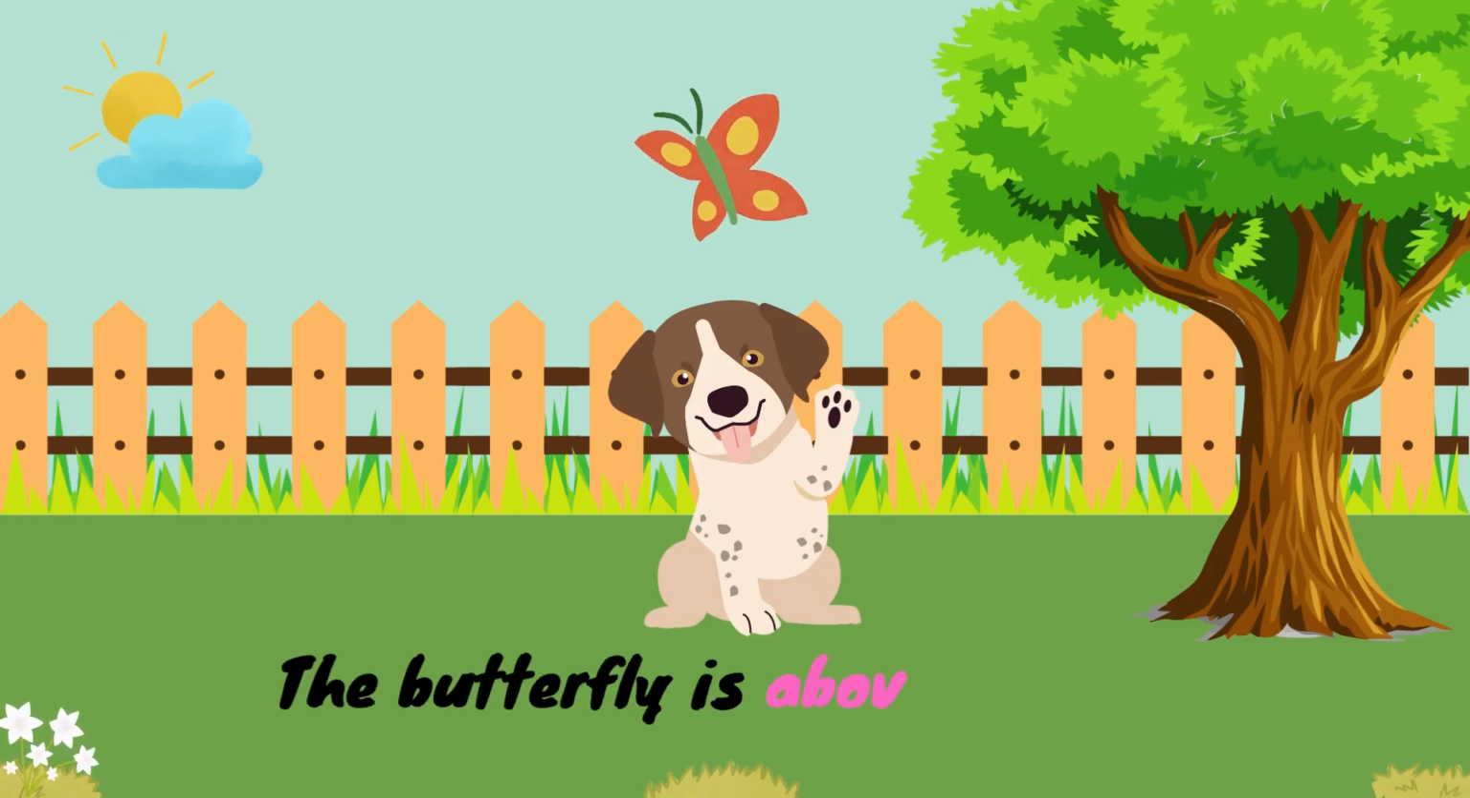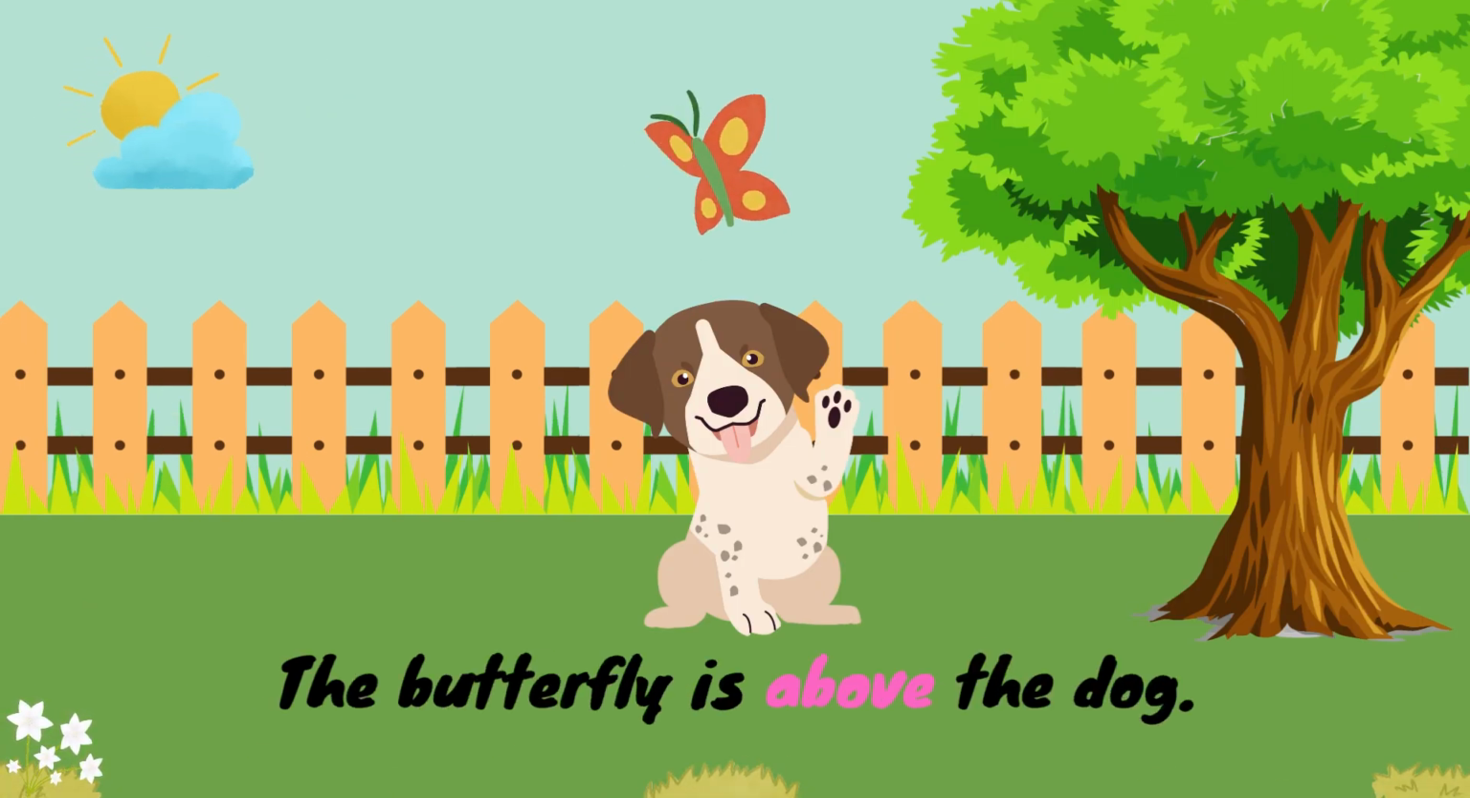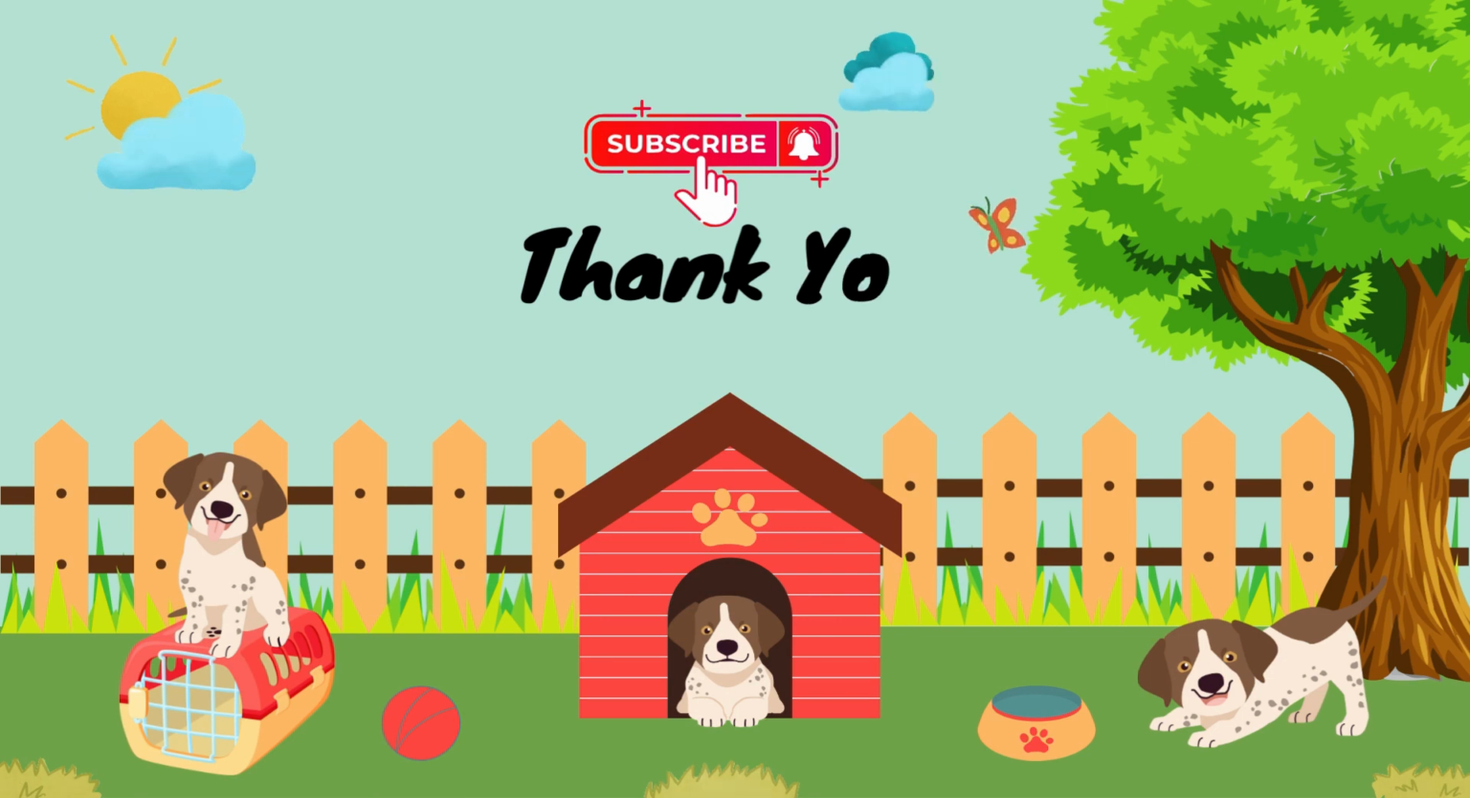The butterfly is above the dog. Where is the butterfly? It's above the dog. Above is a preposition. Now children, thank you so much for watching this video. What you need to do is watch this video again until you learn prepositions of place.